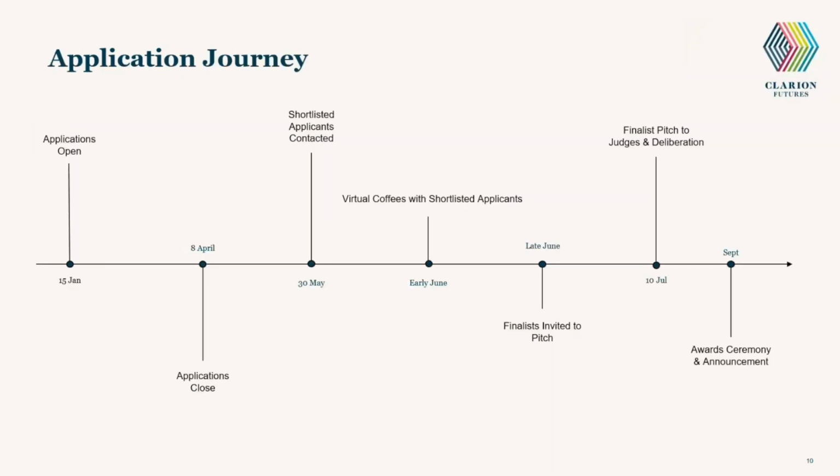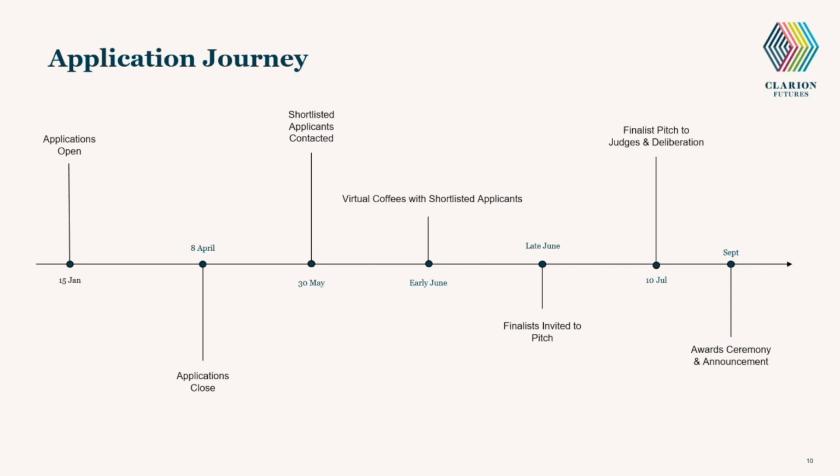In terms of the application journey, the applications opened a bit over a month ago on the 15th of January, and they're due to close on the 8th of April, so there is still time. I wanted to give you a little overview of how the entire process looks, just so that you can have a clearer understanding of the journey. On the 30th of May, we would let people who have been shortlisted know that they have made it to the next phase. The filtering process happens through the continuous assessment of selected assessment committees within Clarion.